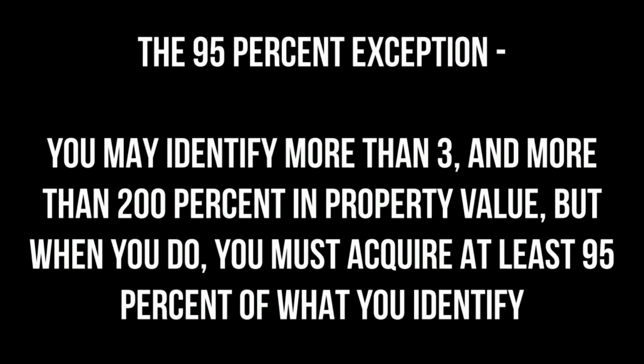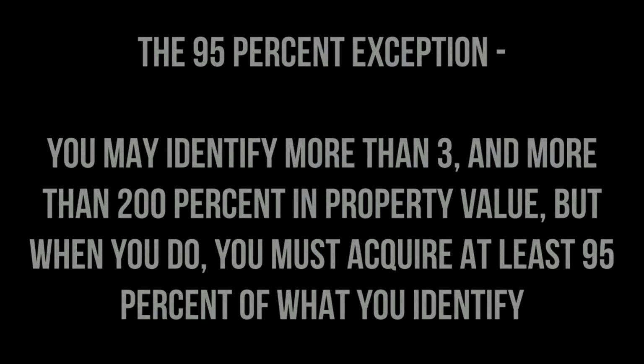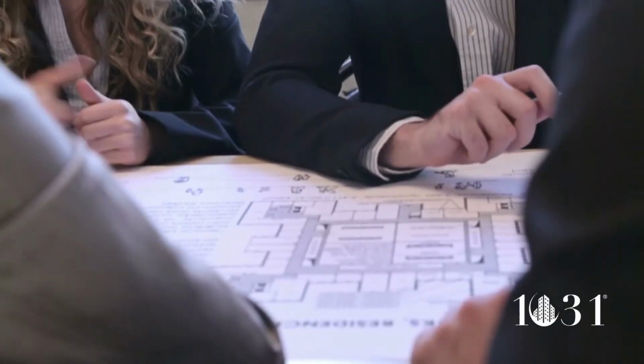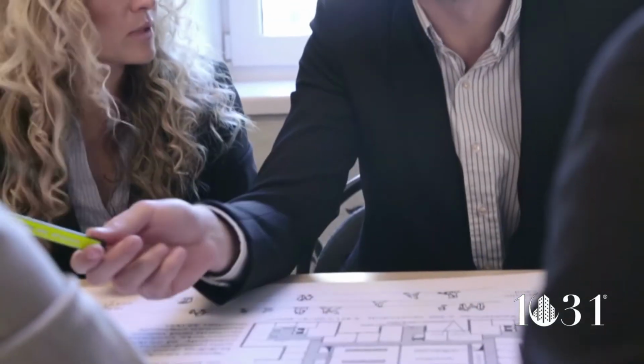The exception is known as the 95% exception, meaning you can identify more than 3 properties, and the property is valued at more than 200% of the property you sold, but when you do, you must acquire at least 95% of the total value of the property identified. So it might as well be the 100% exception, correct? Also, whatever property you acquire must be a property that you've previously identified.